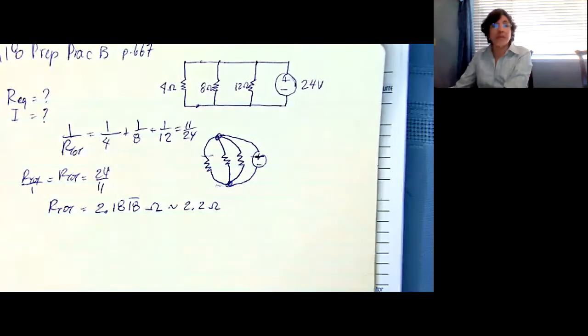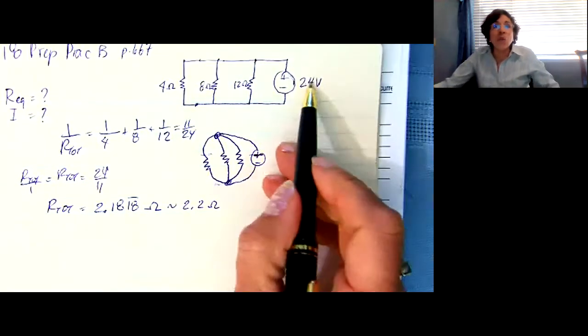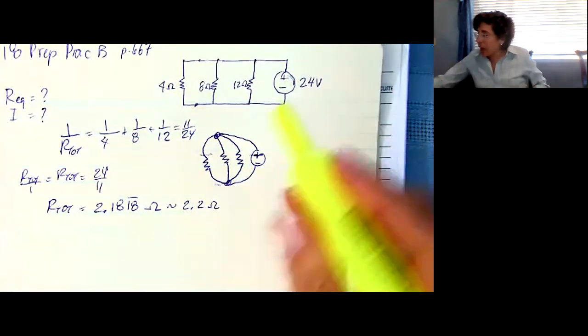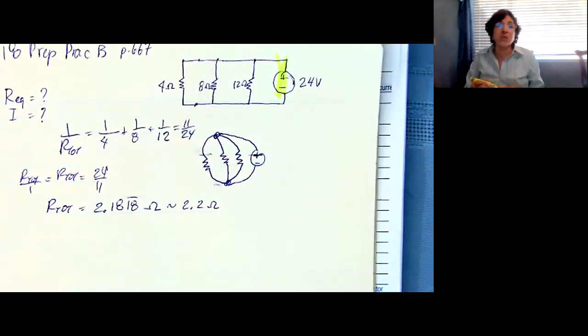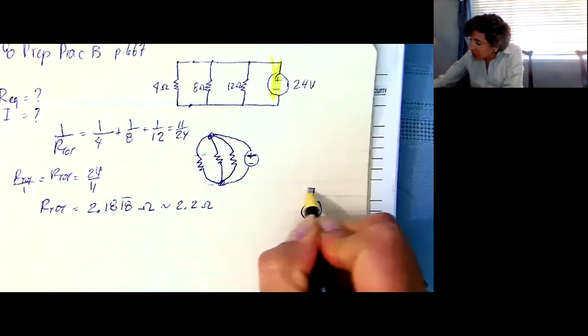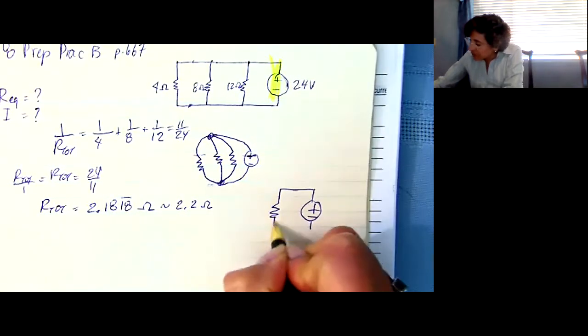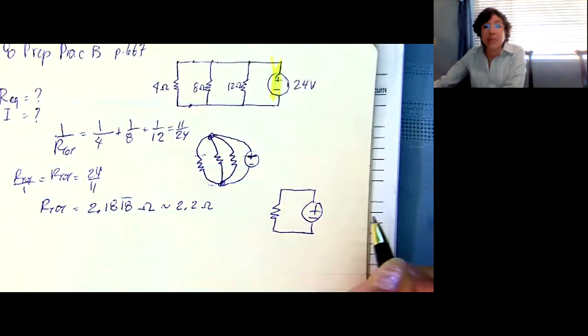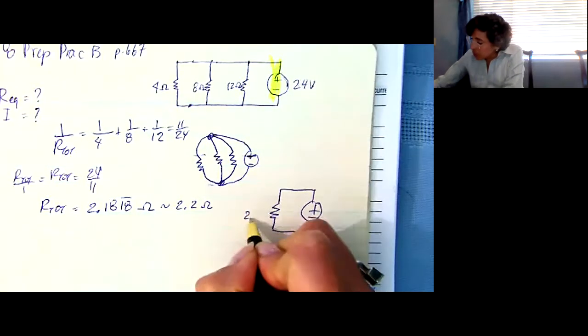2.2 ohms. So what that means is that this voltage source, this battery, doesn't know how many resistors are connected to it. The battery doesn't care. So you could actually imagine the battery just hooked up to one resistor, also known as an impedance, and it's 2.2 ohms.